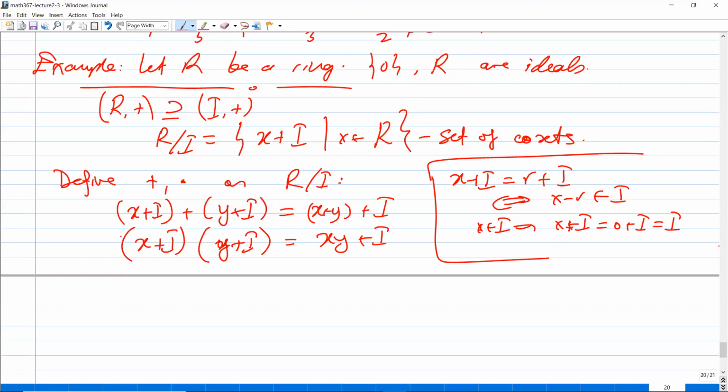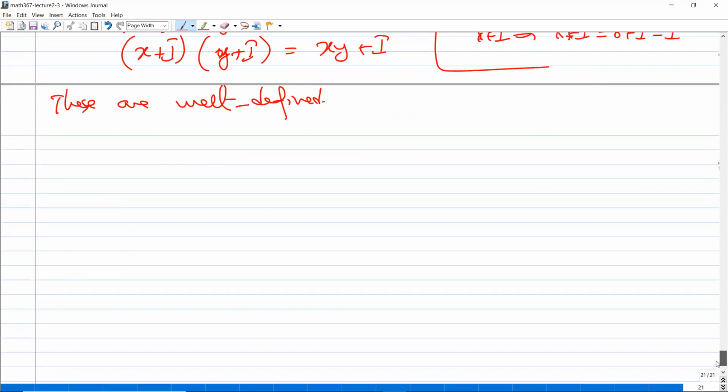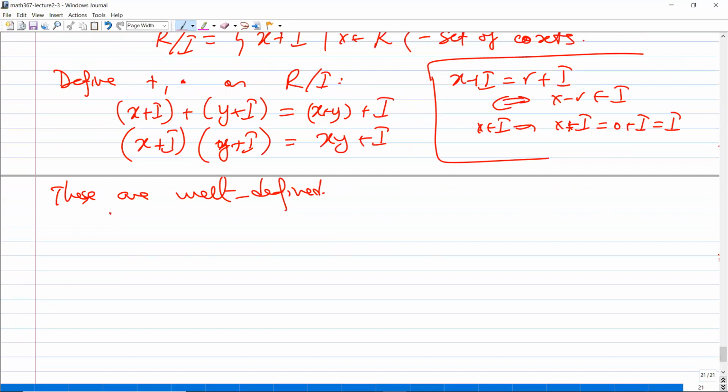So we defined the addition and multiplication this way, but there's a problem. The problem is whether these are well defined. We need to show that they are well defined. So how do we show that? Suppose x plus I, this left coset, is also represented by r plus I, and y plus I is also represented by s.